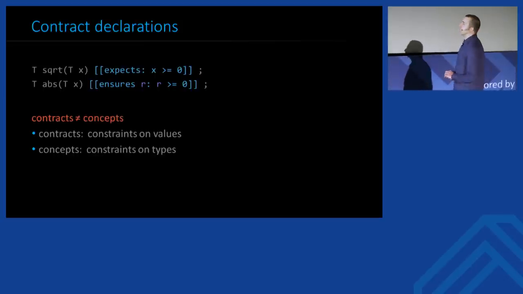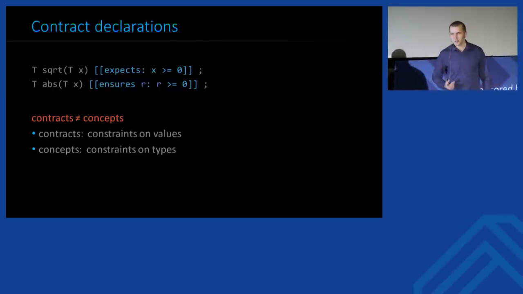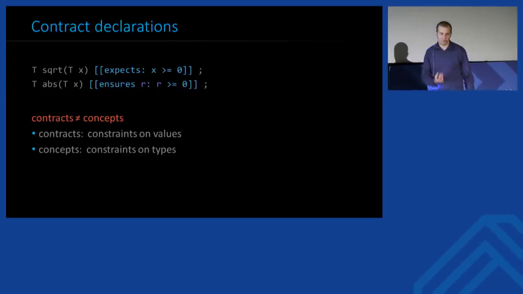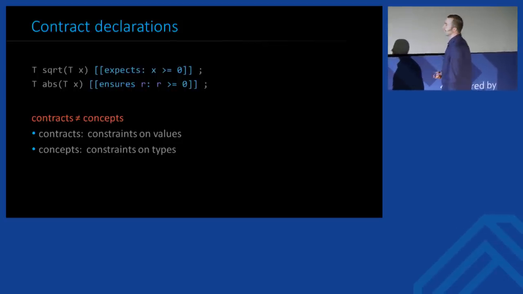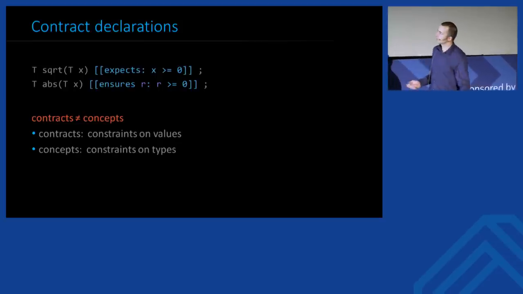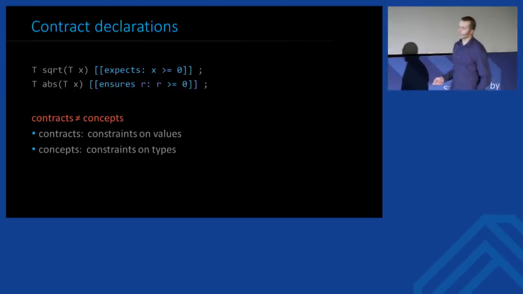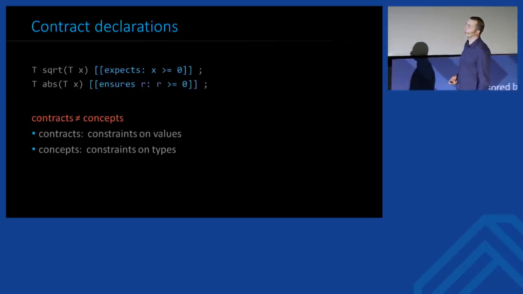Just to be sure, there are two names of two features being worked on in the standards committee. One is called contracts, the other is concepts. They both start with con, but they are something different. So we should not confuse them. Contracts express constraints on values, and those are those attributes. Whereas concepts, you have probably heard of, express constraints on types.